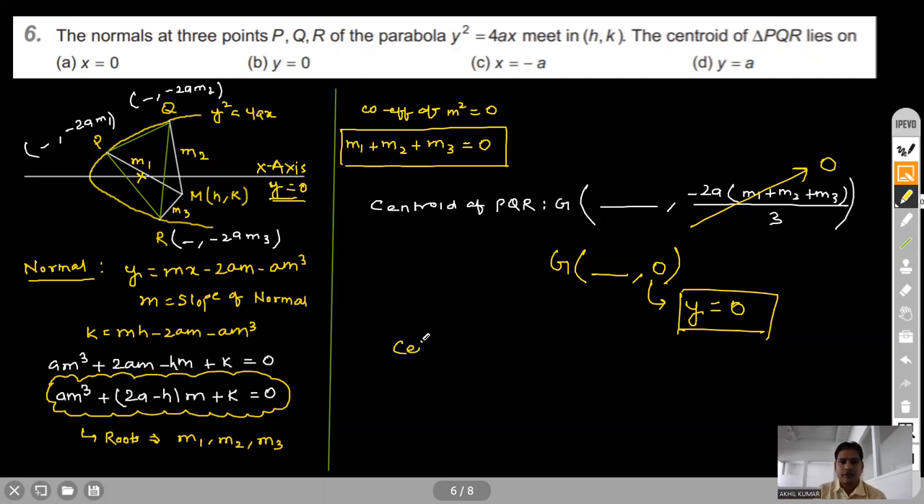So this centroid of triangle PQR will definitely lie on the x-axis, that is y equal to 0. So this option is correct, y equal to 0. And this is one of the properties of the parabola also. We used to remember these as properties in our school days. And these properties are equivalent to questions also. Like JEE also used to create questions directly based on properties of the parabola.